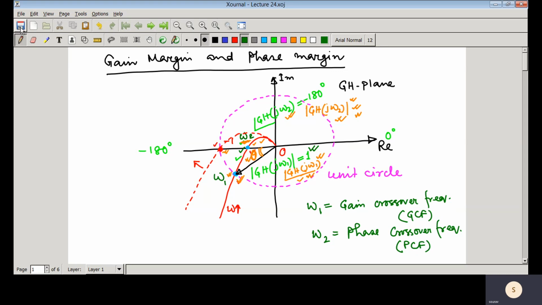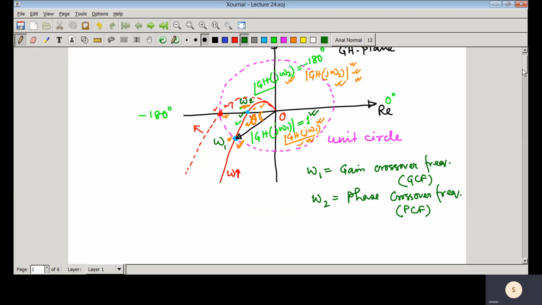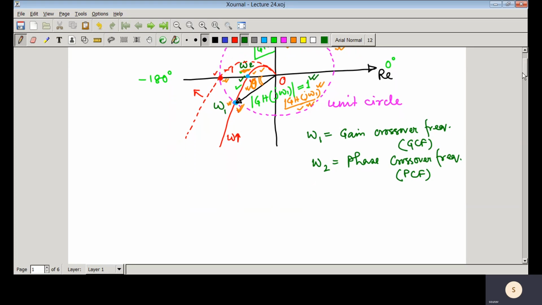So let us give that definition. So I think from here it is clear what the gain crossover frequency and phase crossover frequency are, and how the gain margin and phase margin would give us that indication. That means if a system is stable, how much stable it is. That means we would have that relative stability concept. So let us write the formal definition of the gain crossover frequency. That is the gain crossover frequency.